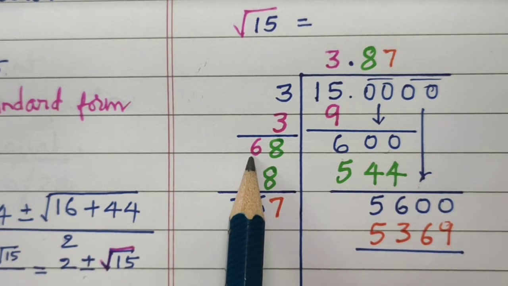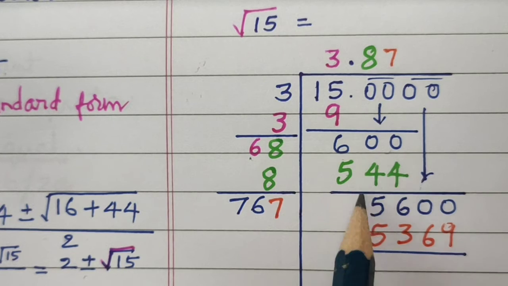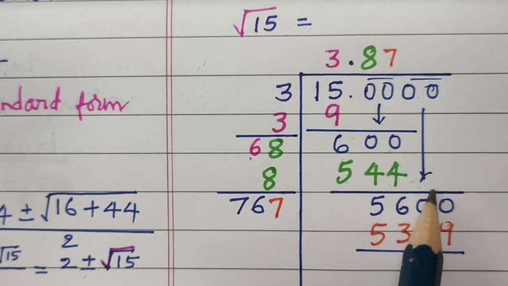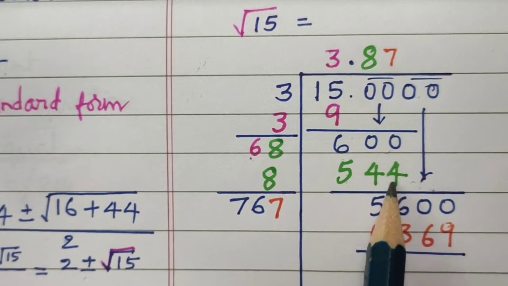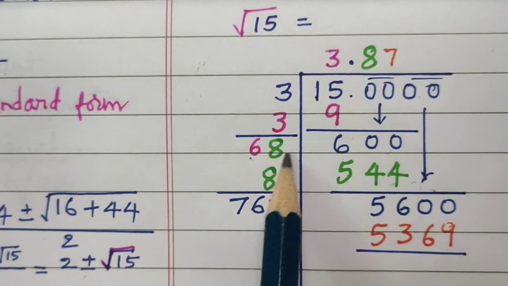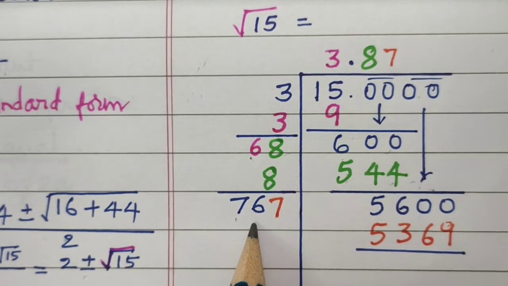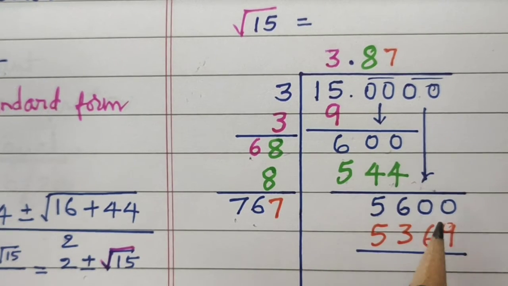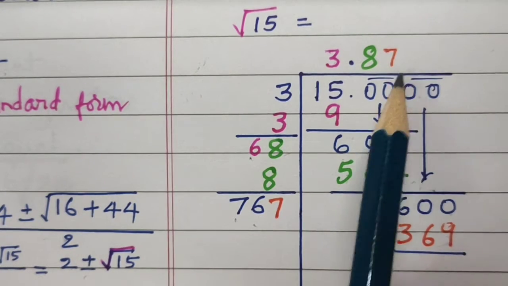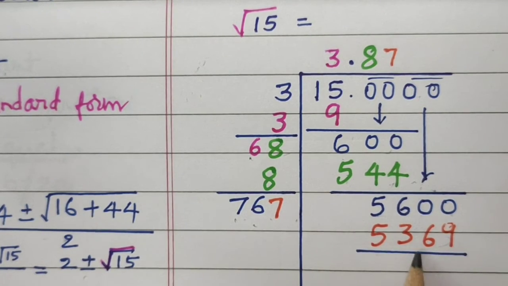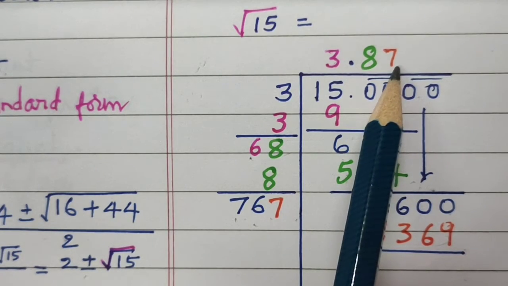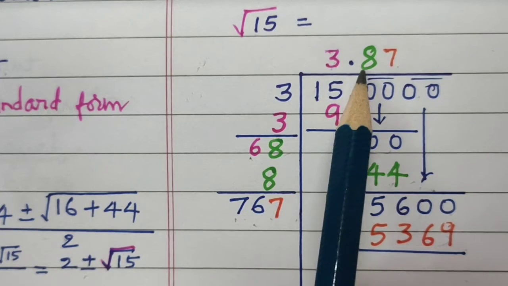You multiply with such a number so that you get less than 600. 8 into 68 is 544. Then bring these two down. 600 minus 544 is 56. So you add this 8 with 68. 68 plus 8 is 76. You multiply with such a number that the product you get should be less than 5600. Then 7 into 767 is 5369. We have stopped here because we already got 2 digits after the point. Then square root of 15 is 3.87.